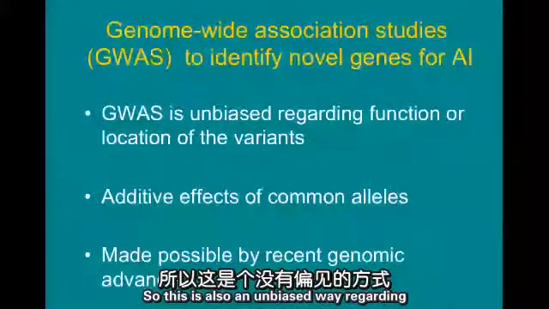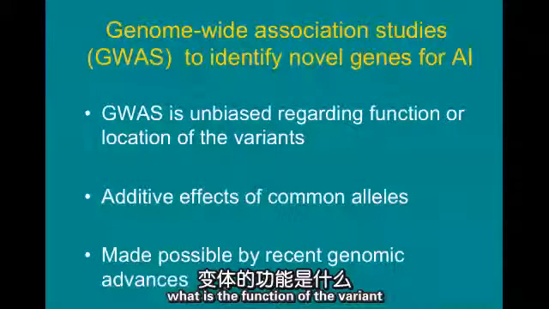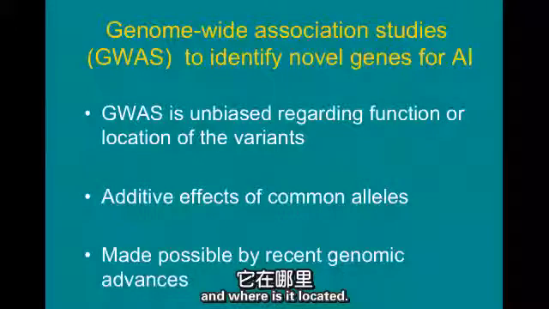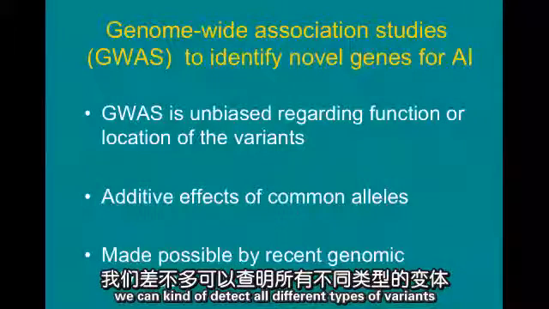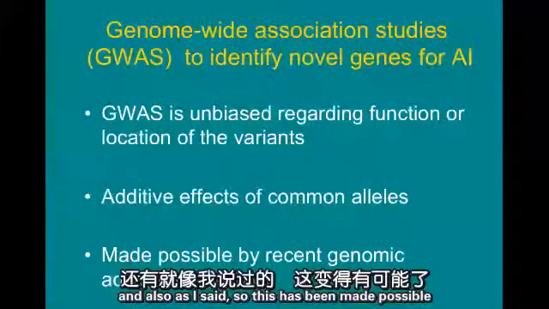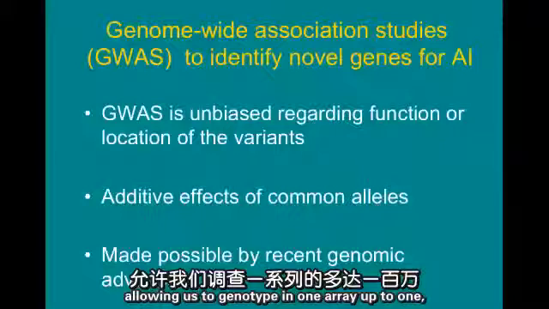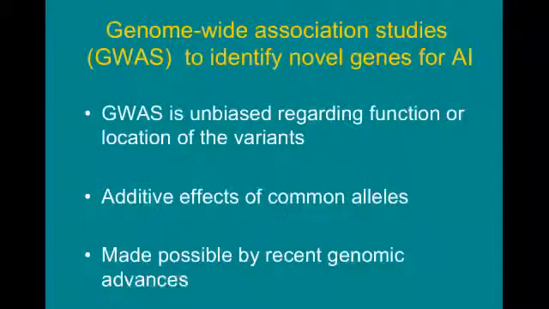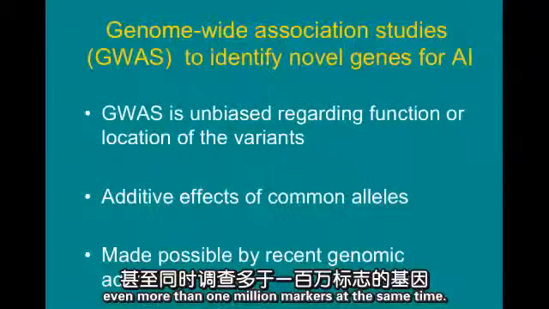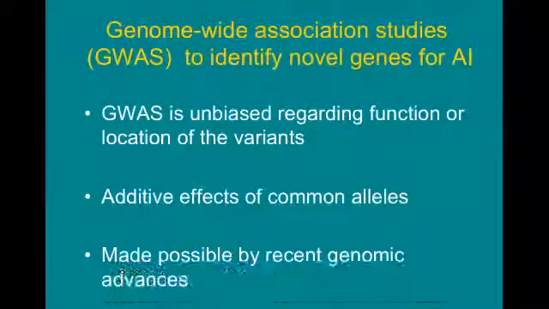And so this is also an unbiased way regarding what is the function of the variant and where it is located. So we can detect all different types of variants. And as I said, this has been made possible by recent genomic advances. The technology now allows us to genotype in one array even more than 1 million markers at the same time.